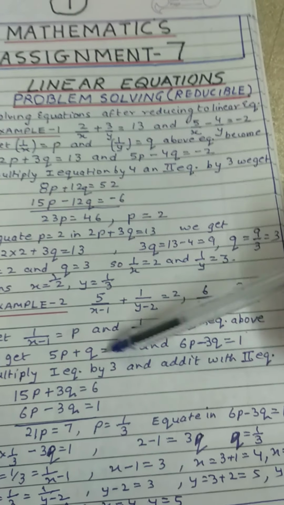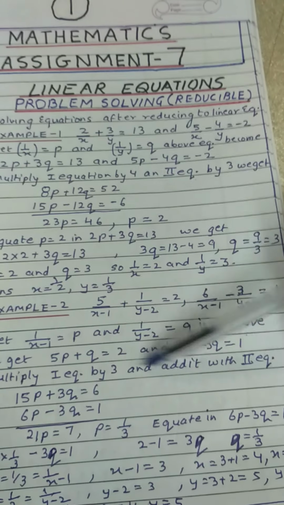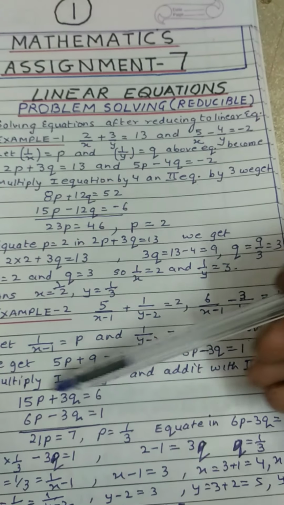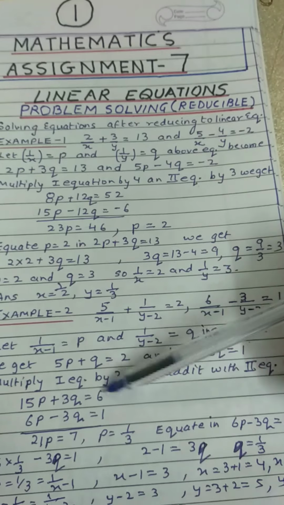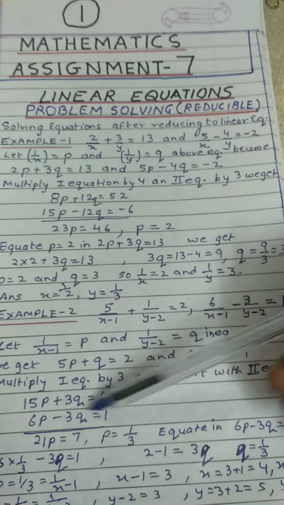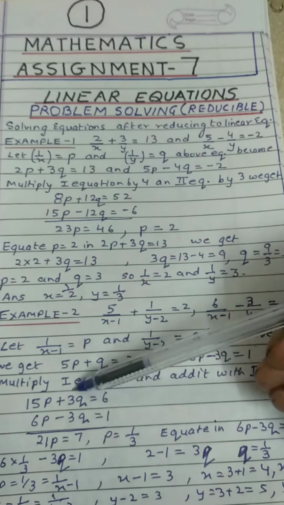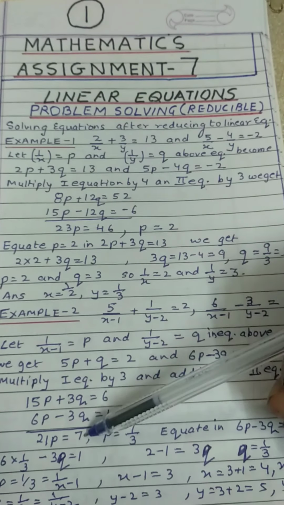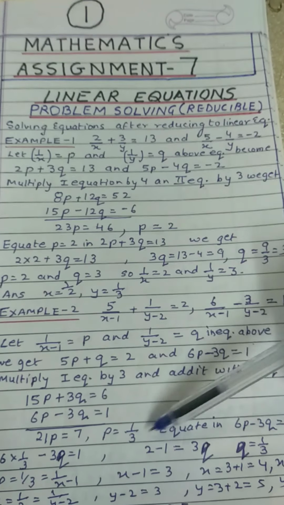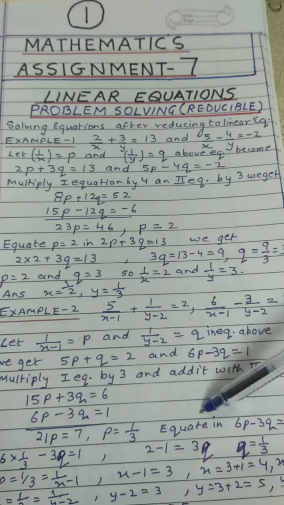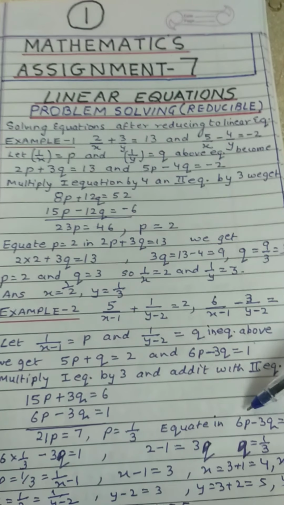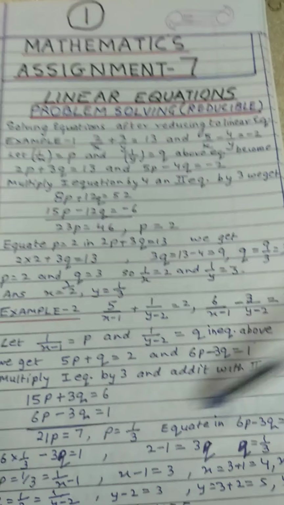How to solve them? Multiply the first equation by 3 and add it to the second equation. This becomes 15p plus 3q is 6 and 6p minus 3q is 1. 3q cancels, 21p is 7, p is 1 over 3. Substitute it in the second equation, 6p minus 3q equals 1.